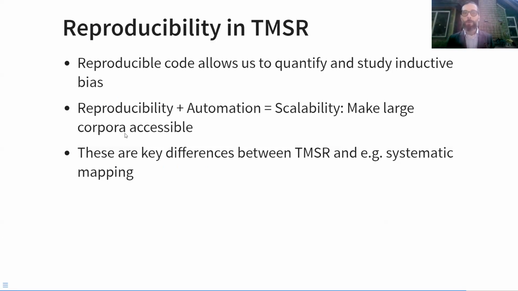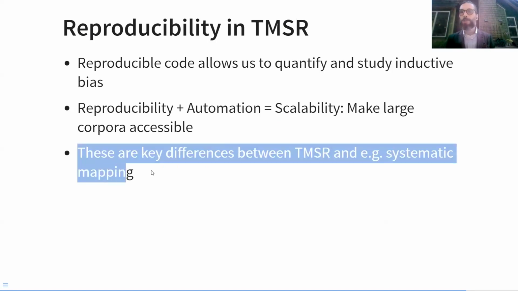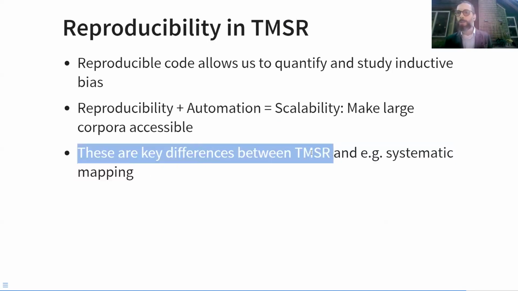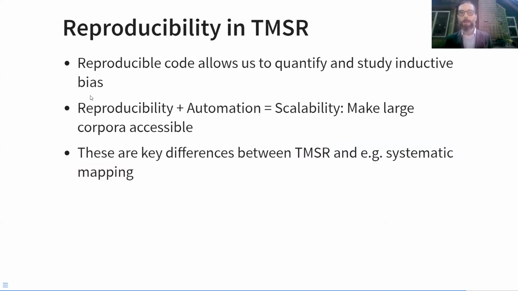And if you combine reproducibility with automation, then you obtain scalability, which makes these very large text corpora accessible, and therefore addresses the problem of the infinitely growing literature. So these are key differences between, for example, text mining systematic review and systematic mapping. It's reproducible, it's largely automated.